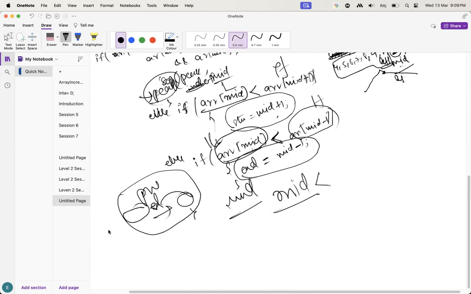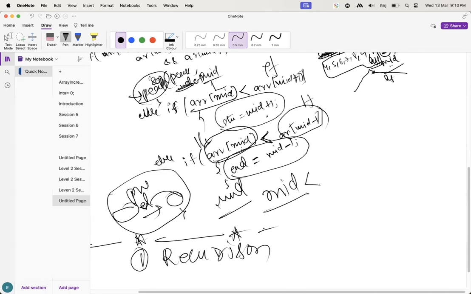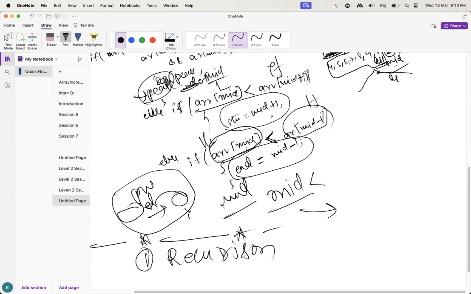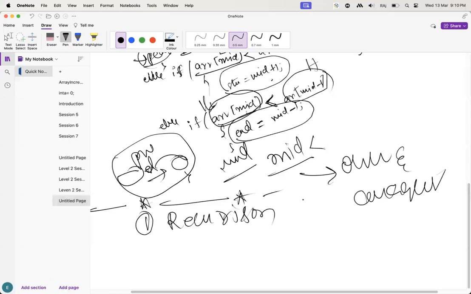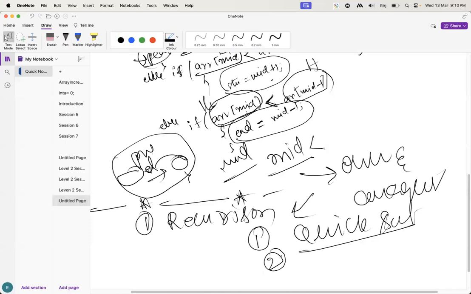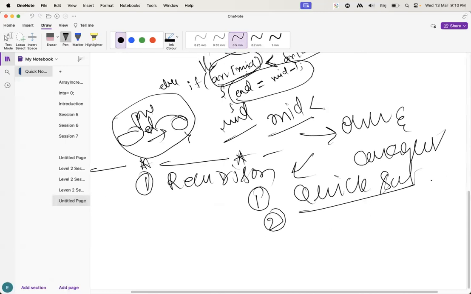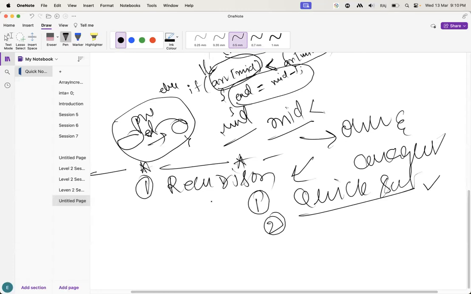Okay, guys, tomorrow I'm going to solve more questions on binary search and we'll start a new topic, recursion. I'm going to explain the divide and conquer method, which is based on recursion. We are going to sort the elements using quick sort. This is a very important sort, guys. Tomorrow I'm going to explain recursion and quick sort based on some questions.